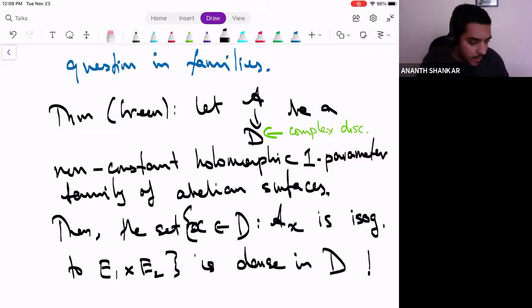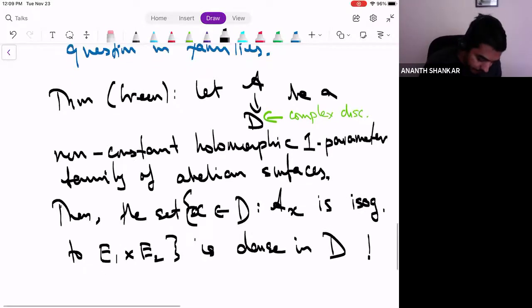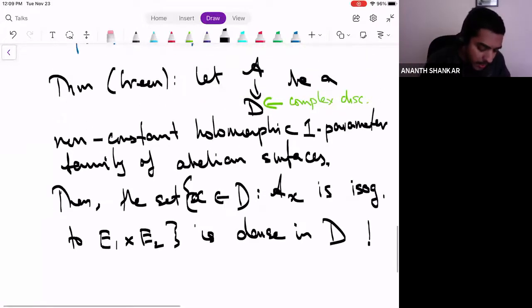So in other words, what Green shows is that even though you have this behavior that's extremely rare, if you look at it in families, it still happens quite often, even though the generic behavior is far from generic. So what I want to talk about, at least what I want to start off with today, is arithmetic analogs of this theorem of Green.